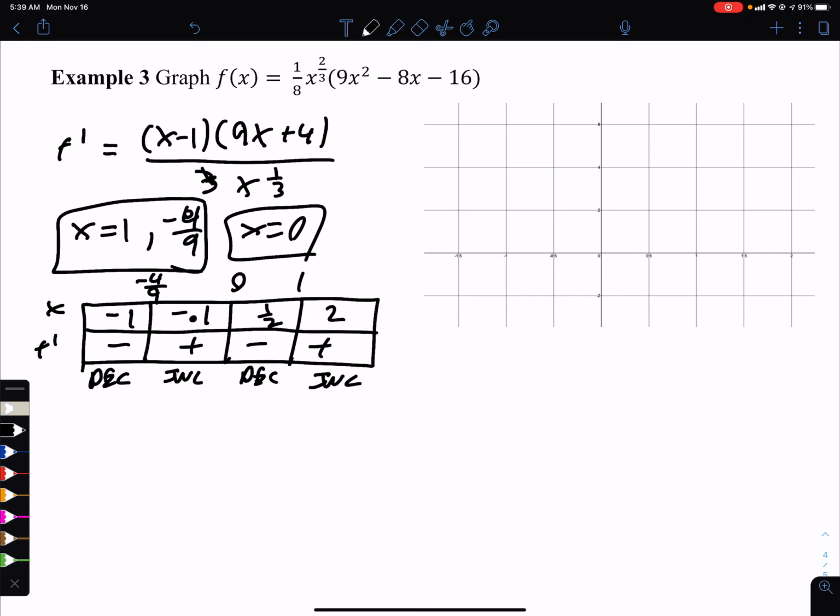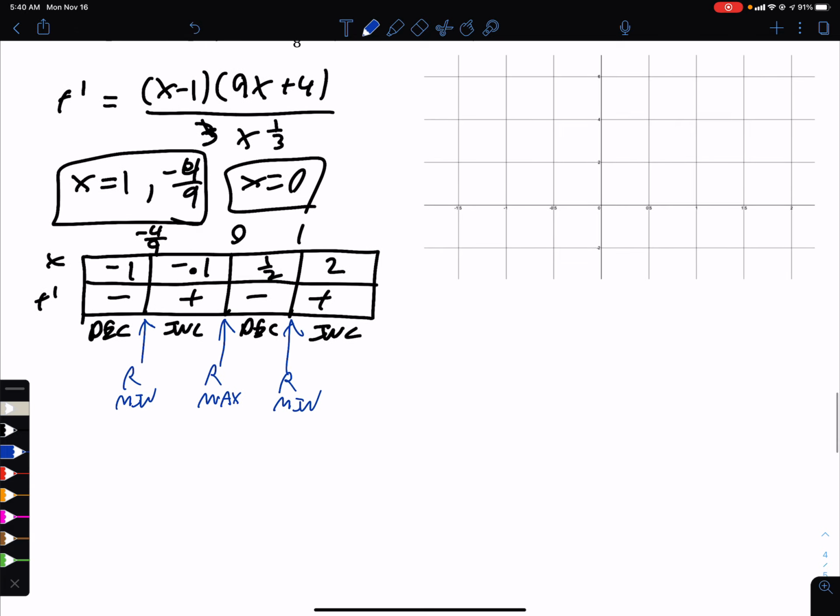All right, with this, what happens here? You have a rel max, right? Decreasing, no, rel min, excuse me, because you go from decreasing to increasing. Here you have a rel max because you went from increasing to decreasing, and here a rel min. So we need those points. And I don't think I actually calculated those this time, so we're going to be flying by the seat of our pants this time. Okay, the second derivative, if you went through all the trouble to find that, you would get this.